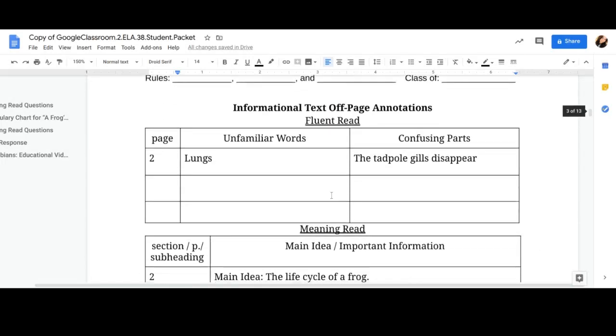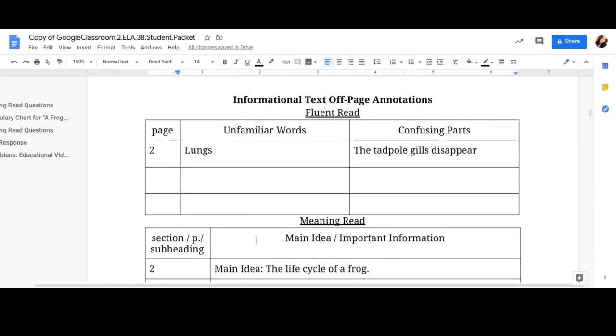and you needed to complete this page as well, the fluent read and the meaning read, and the informational text page annotations. These boxes may not be filled out completely, but I would like you to attempt to at least fill out one for each column. If you don't have all three examples, that's okay.